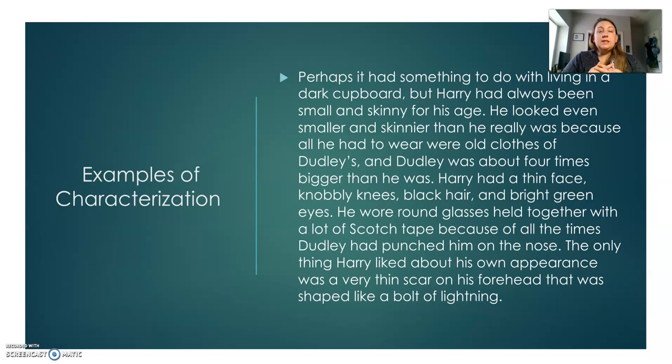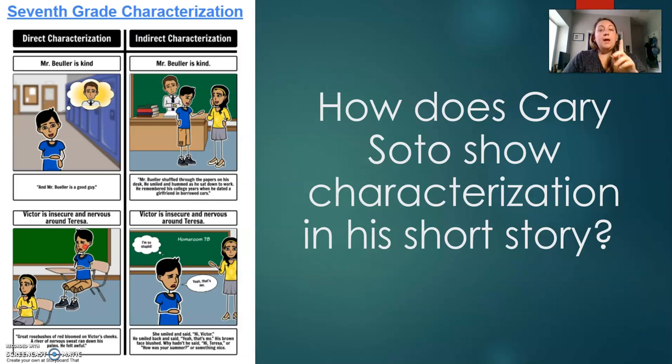And so you'll see these examples in the text that you read where the author is giving us direct and indirect characterization. Okay, hopefully you guys understand that and that this is just a good, easy review. How does Gary Soto show characterization in his short story? So hopefully you have his story pulled up, but there's also a mix of indirect and direct characterization in the 7th grade story that you guys read.